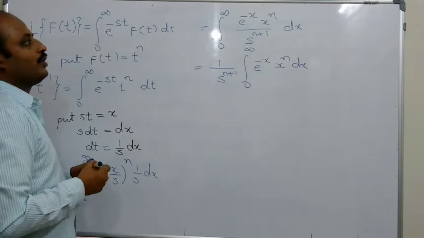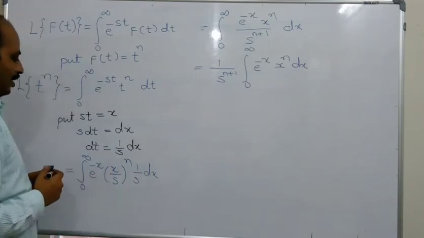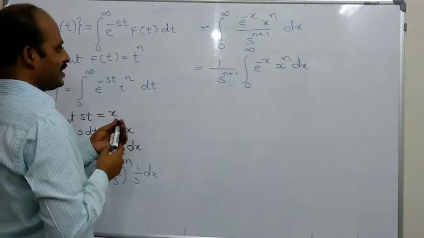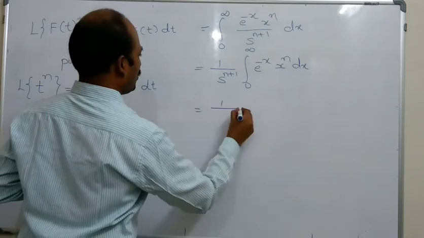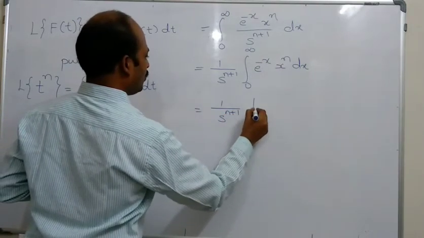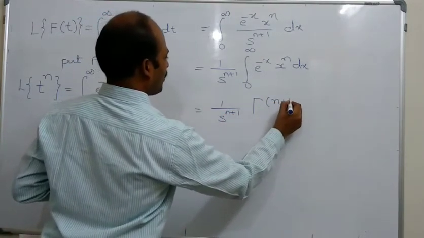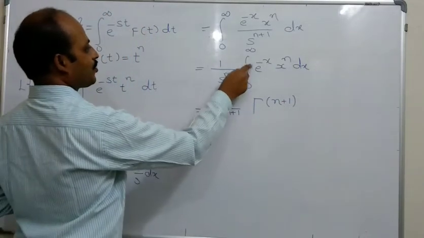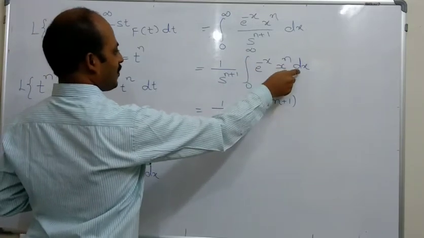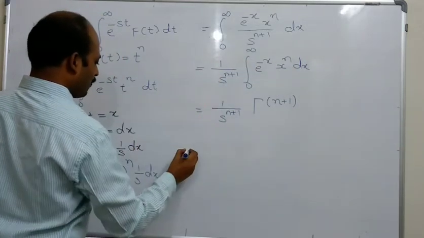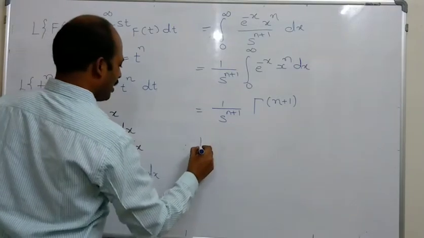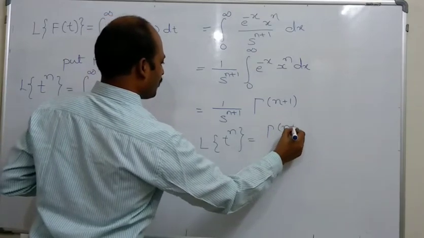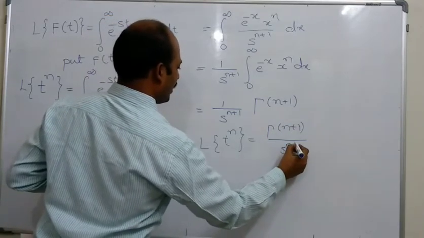By using the definition of gamma function, this integral can be written as 1 by s power n plus 1 into gamma of n plus 1. Gamma of n plus 1 is equal to the integral 0 to infinity e power minus x, x power n into dx. So finally we get the Laplace transform of t power n is equal to gamma of n plus 1 divided by s power n plus 1.